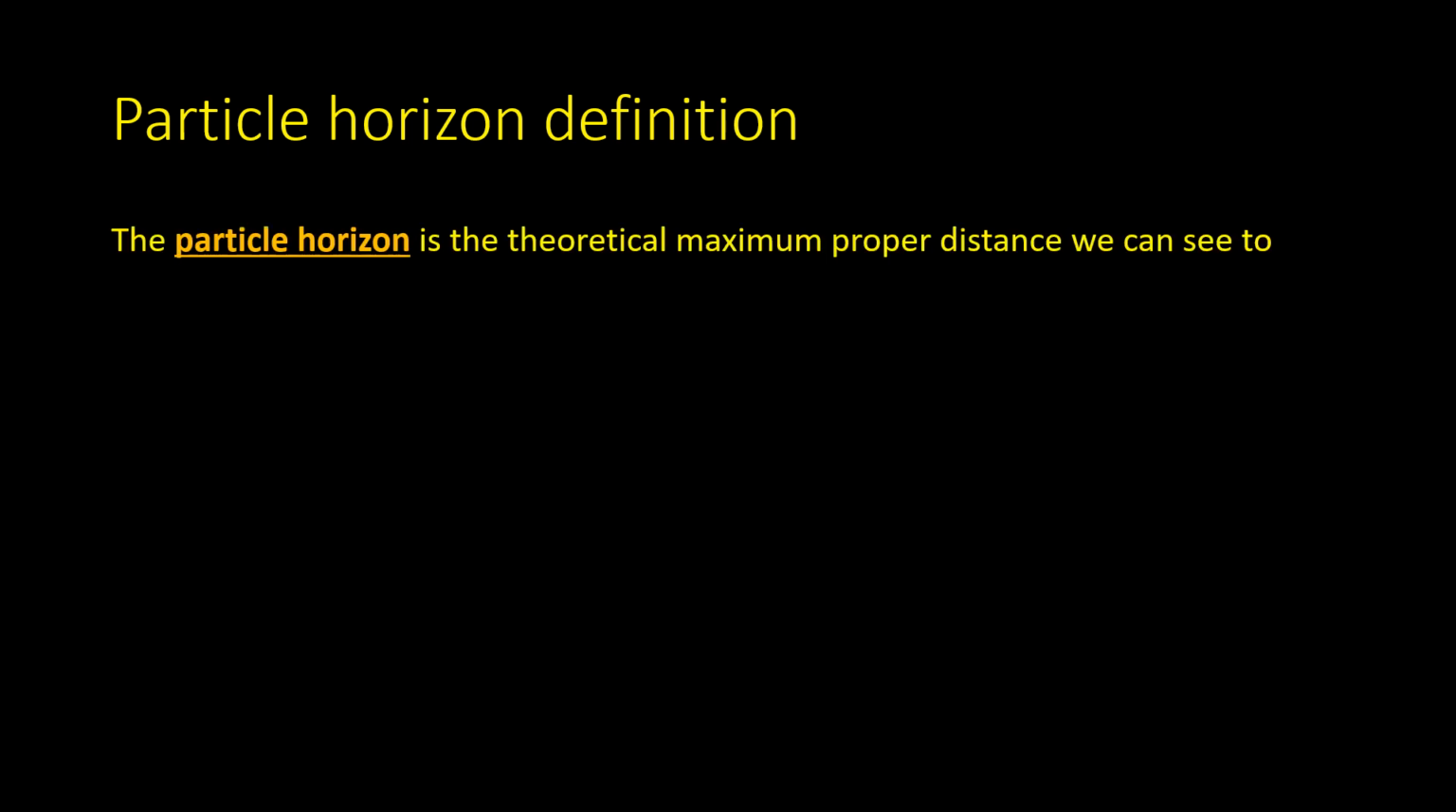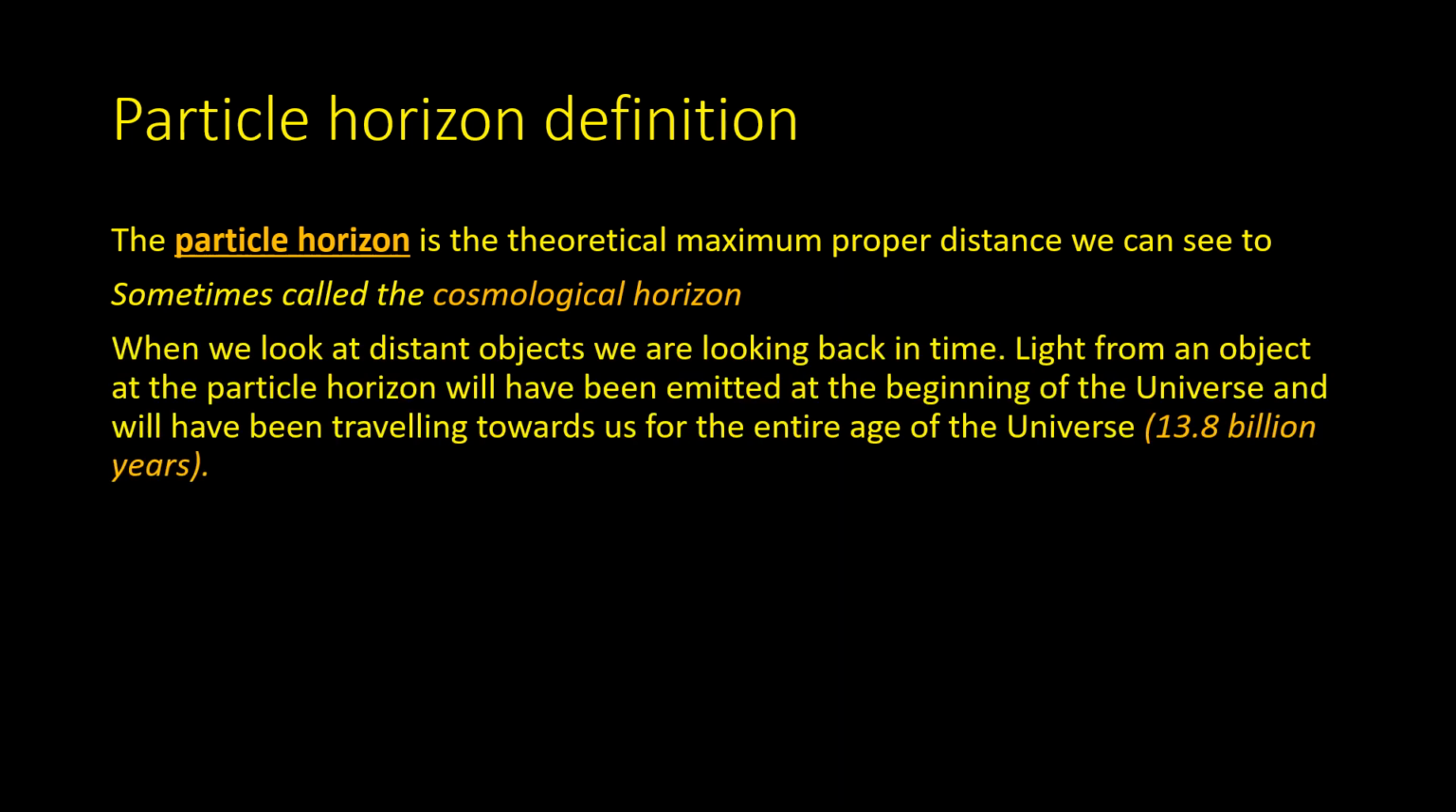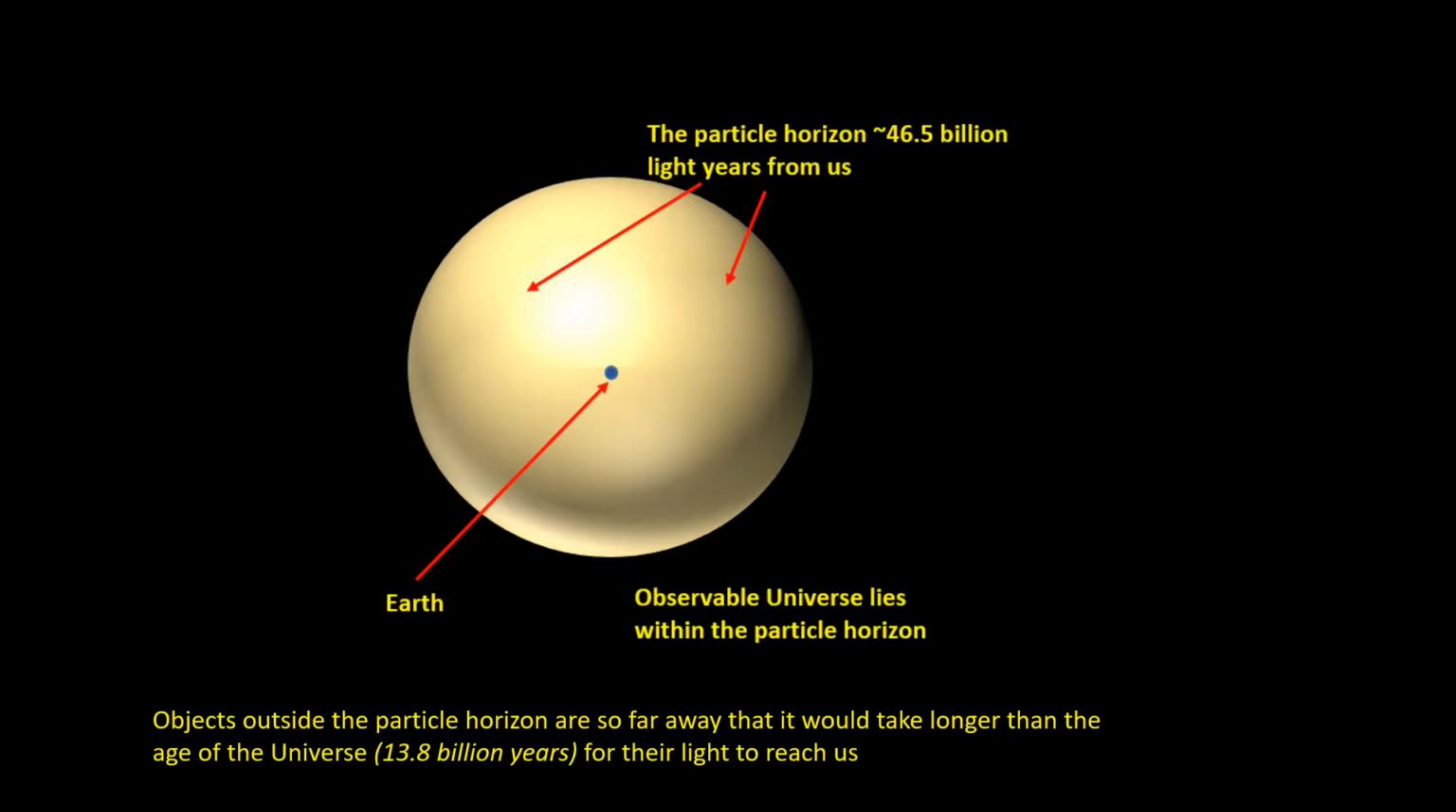Now we come to the definition of the particle horizon. The particle horizon is a theoretical maximum proper distance we can see to. Sometimes it's called the cosmological horizon. So when we look at distant objects, we're looking back in time. So if you look at an object which is at the particle horizon, its light will have been emitted at the very beginning of the universe, and so will have been travelling towards us for the entire age of the universe, 13.8 billion years.